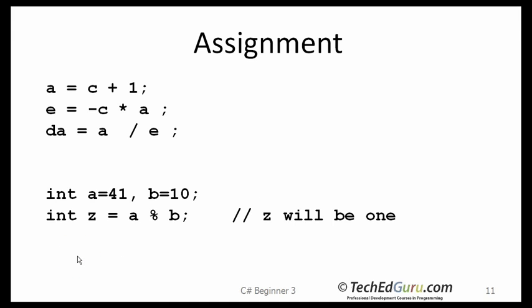This is how the assignment statements work. And again, these are pretty straightforward. On the first one, I'm taking the current value of C, adding 1 to it, and I'm assigning the result to A. On the next line, the result of this multiplication is assigned to a variable A, and here the result of a division is assigned to a variable called DA.